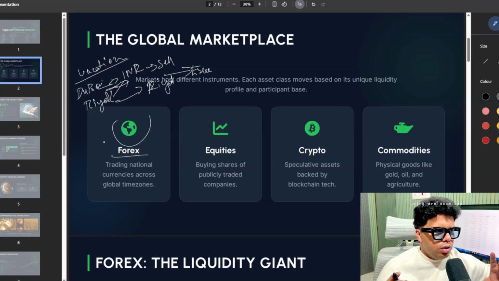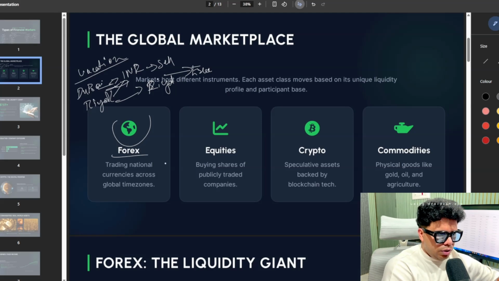So the first thing is we are exchanging the currencies all over the world, like USD, euro, GBP, AUD, Japanese yen versus AUD, CAD. These are the things. In forex there are three instruments: major, minor, and cross pairs. We're going to understand that later.